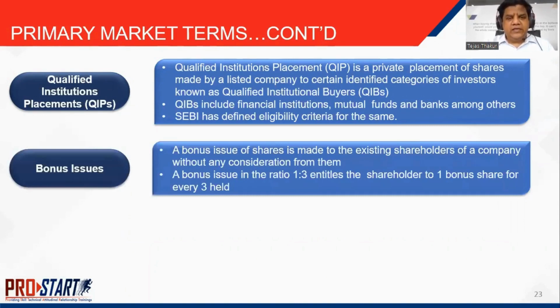Bonus: existing shareholders are given bonus. This is in lieu of no consideration. That is, there is no money taken when the bonus is given. A bonus issue of 1:3 means that for every 3 shares you hold, you'll get 1 share of bonus.